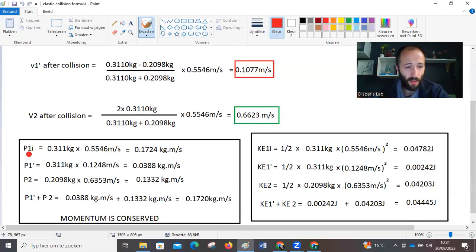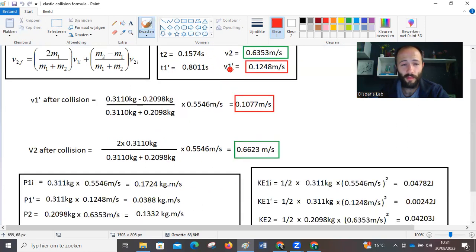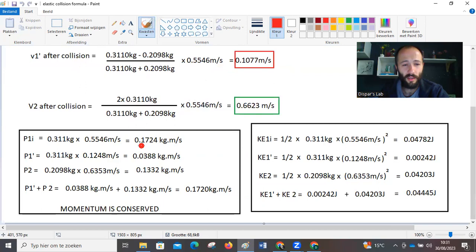So we got P1, momentum 1, the initial momentum. So card 1 coming in with a velocity of 0.5546 meters per second times mass 1. That gives us an answer of 0.1724 kilograms times meters per second. That's the total initial momentum.